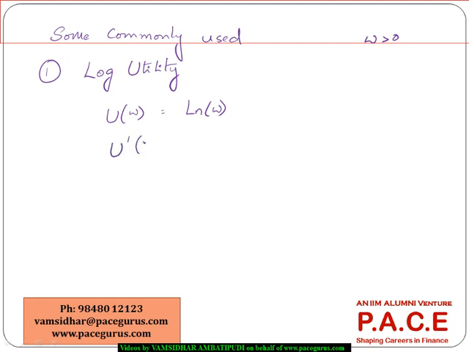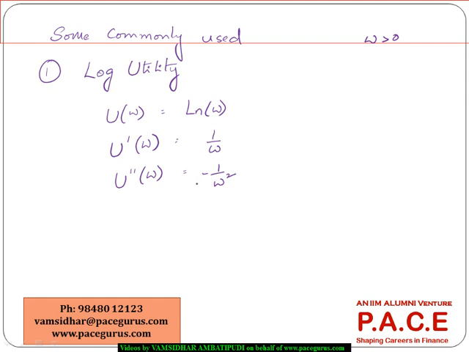U dash of w, which is the first derivative, will come out as 1 by w. U double dash, which is the second derivative of the utility function, comes out as minus 1 by w square.